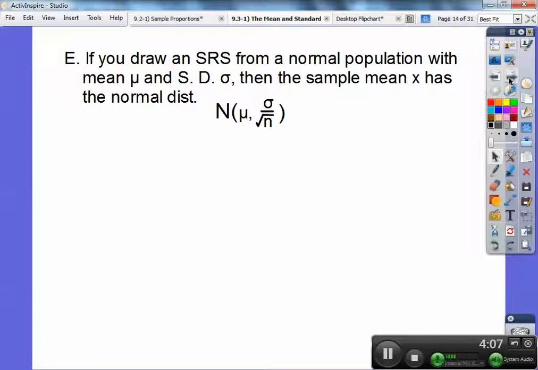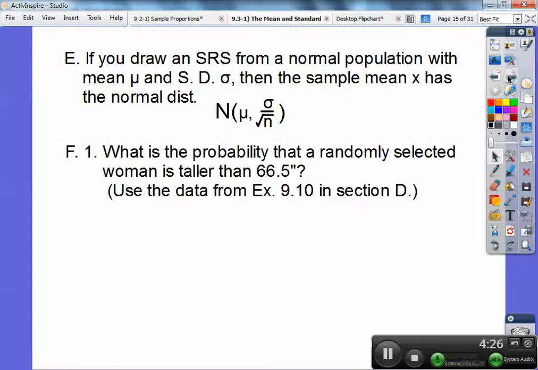It only varied by 0.79 on the standard deviation. Okay, so E: if you draw an SRS from a normal population with mean mu and standard deviation sigma, then the sample mean has the normal distribution. Same thing, except I'm replacing the standard deviation with that new formula, standard deviation divided by the square root of n. And we do the same thing, you guys. Okay, so here we go.